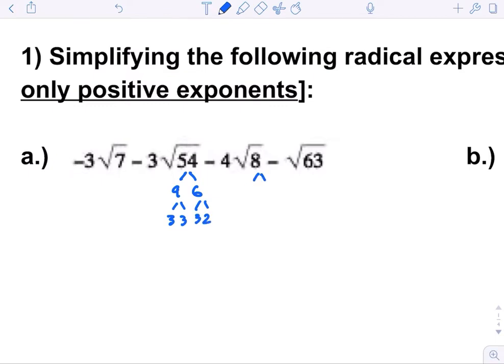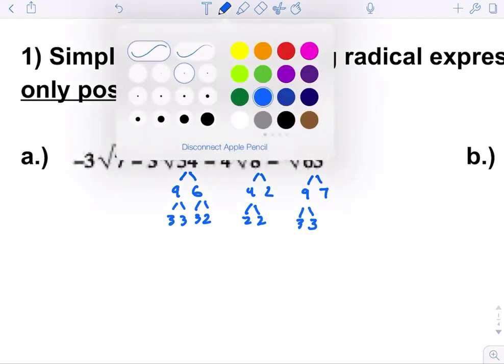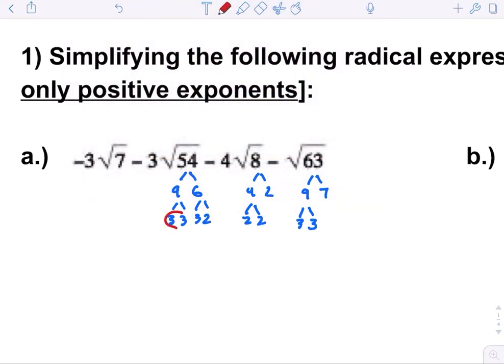I'm just going to do all of these. 8 is 4 times 2, 4 is 2 times 2. 63 is 9 and 7, and 3 and 3. So remember, if it's a square root, then you are looking for pairs. So there's a pair, and there's a pair.